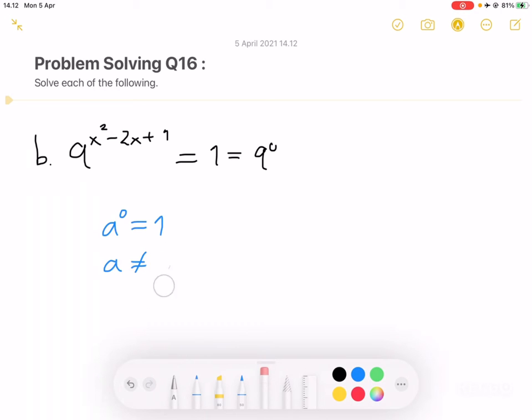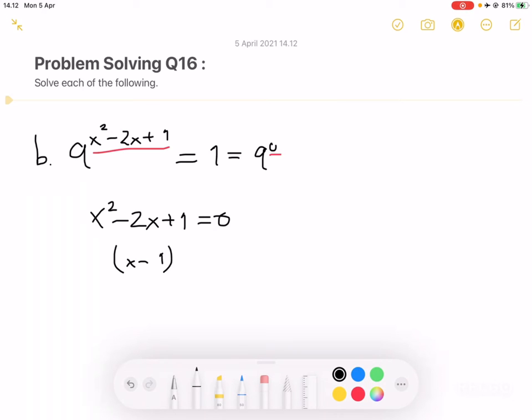So the exponent will be equal to 0, and therefore we can set the exponents equal to each other. We have x squared minus 2x plus 1 is equal to 0. We can factor this quadratic as x minus 1 squared, and therefore we only have one solution, which is x equals 1.